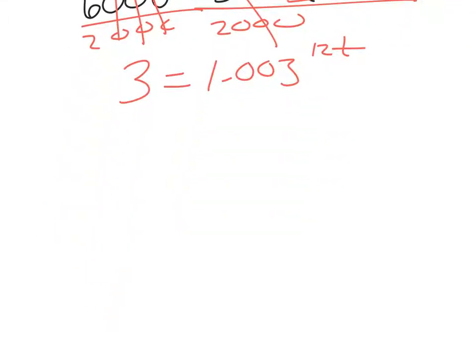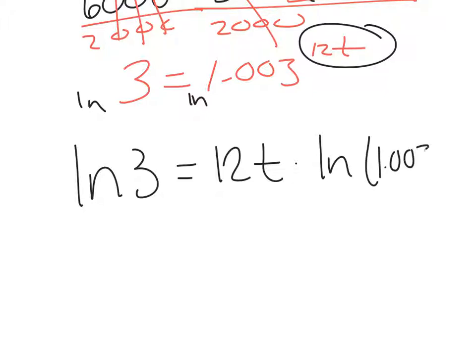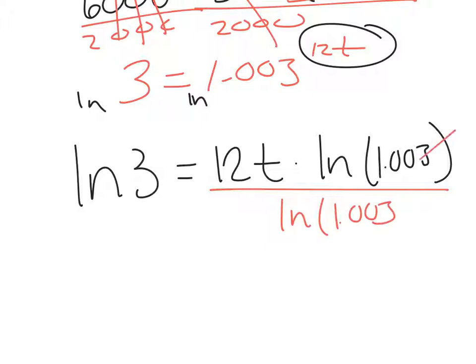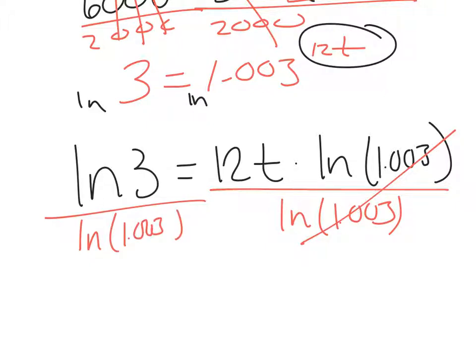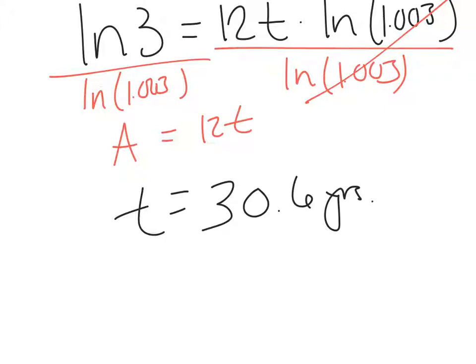It's exponential, so the only way to solve this is to take the ln, or log, of both sides. So when I take the log of this side, it's going to take that exponent and bring it down in front, times the ln of 1.003. Carefully divide each of these out. The ln of 3 divided by the ln of 1.003. So I'm going to get a number. I'm going to call that A equals 12t. Divide out my 12. And let's see, hopefully you get a t value of 30.6 years. So she won't triple her amount until she leaves it in for 30.6 years.